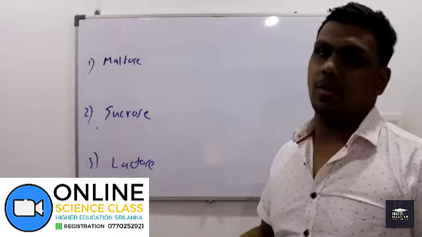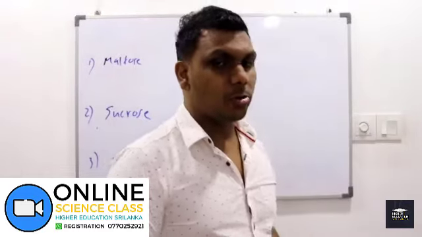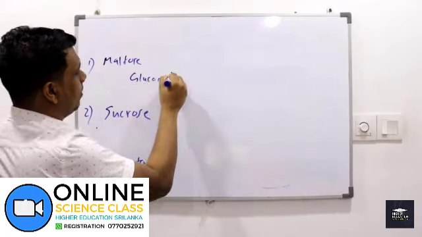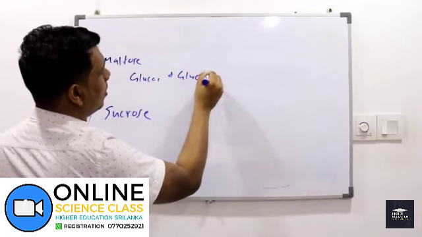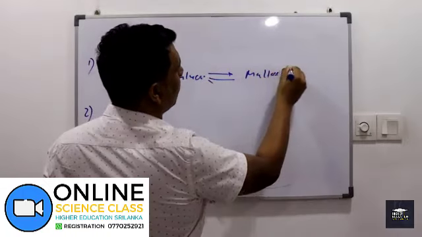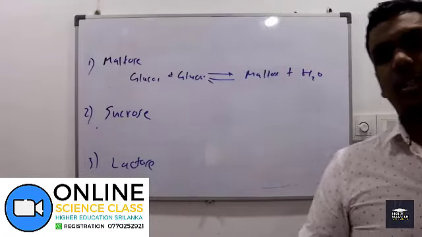Maltose is formed with the combination of two glucose molecules. Glucose plus glucose gives maltose plus H2O. That is the first equation.